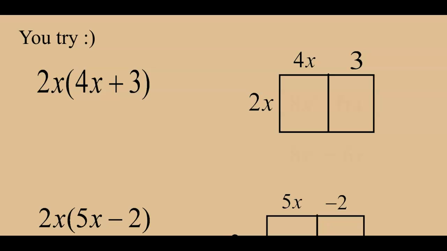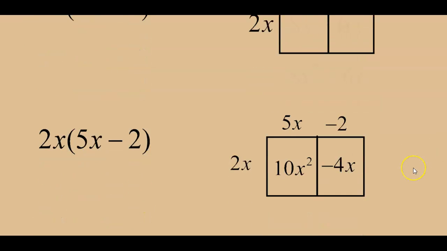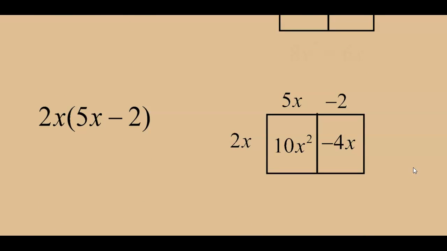You try. 2x times the quantity, 4x plus 3. Tell me what you get for an answer. Next, 2x times the quantity, 5x minus 2. You'll see here that 2x times 5x is 10x squared, and 2x times a negative 2 is a negative 4x. So my final answer would be 10x squared minus 4x.